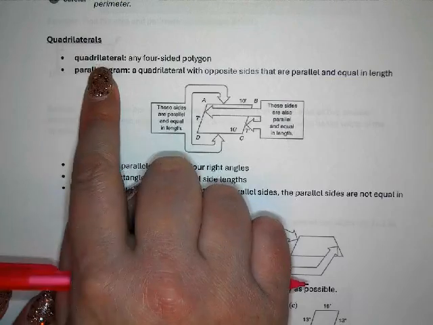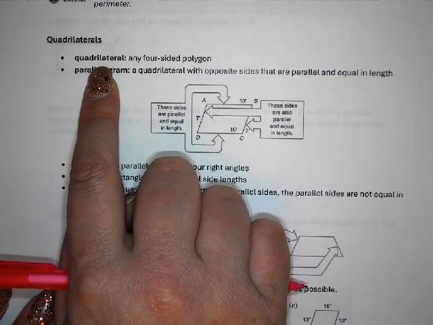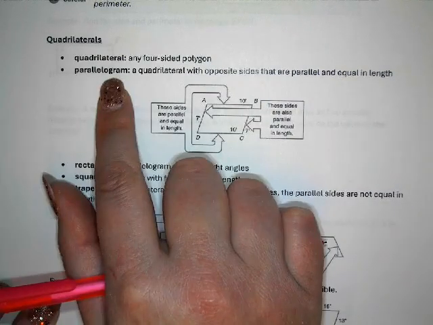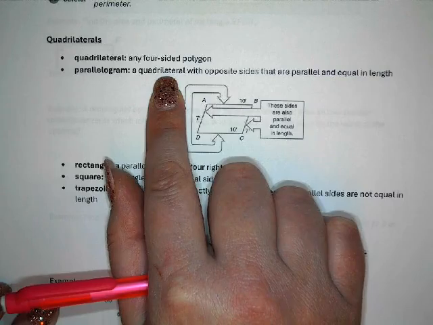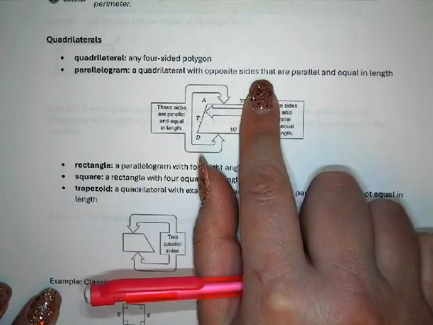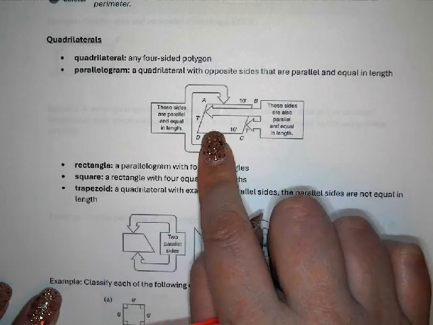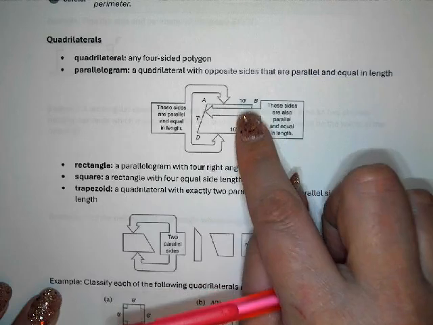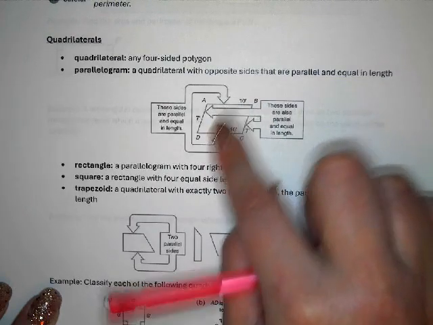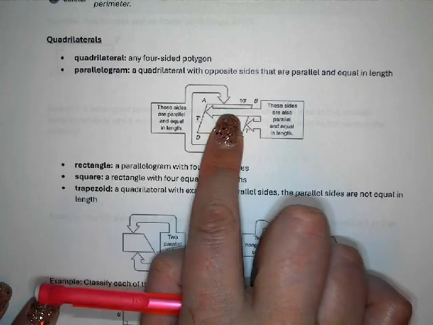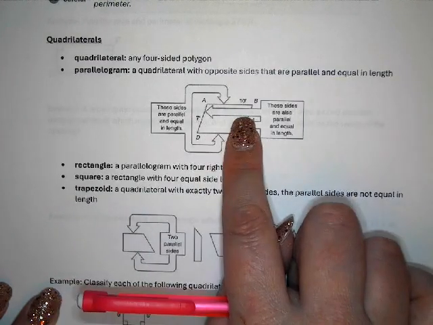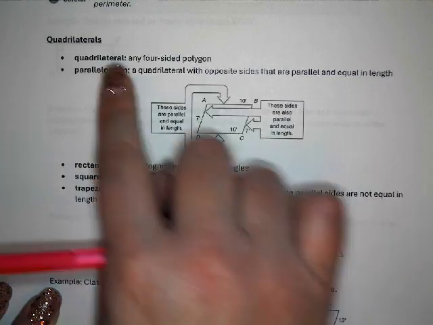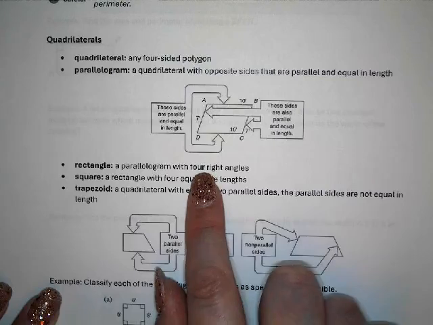So a quadrilateral is any 4-sided polygon, and then we get more specific with our quadrilaterals. A parallelogram is a specific type of quadrilateral, and it's a type of quadrilateral where the 2 opposite sides are parallel. So the top and the bottom are parallel, the left and the right are parallel, and the 2 opposite sides are equal in length. The top and the bottom are the same measurement in length, the left and the right are the same measurement in length. And then you can get even more specific. A rectangle is a type of parallelogram, which is a type of 4-sided shape, where all 4 angles are right angles.